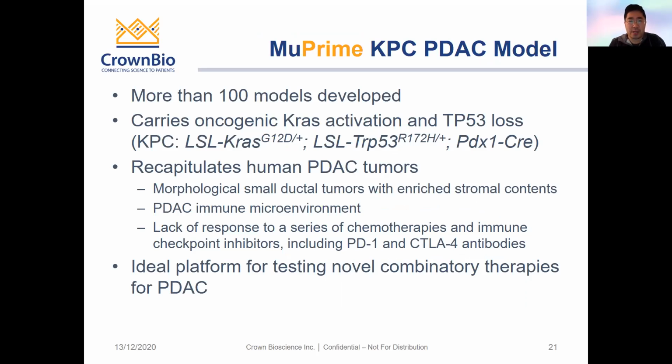In the next few slides, I'm going to quickly show some data using this KPC model. The KPC model carries oncogenic KRAS activation and TP53 loss. It recapitulates human PDAC tumors. The morphology is small ductal tumors with enriched stromal content. It has a PDAC immune microenvironment, and it lacks a response to a series of chemotherapies and immune checkpoint inhibitors.